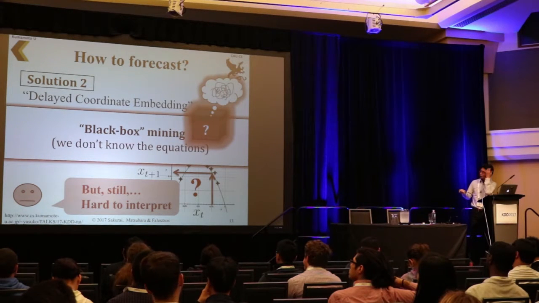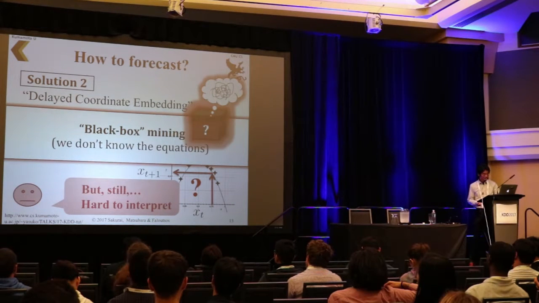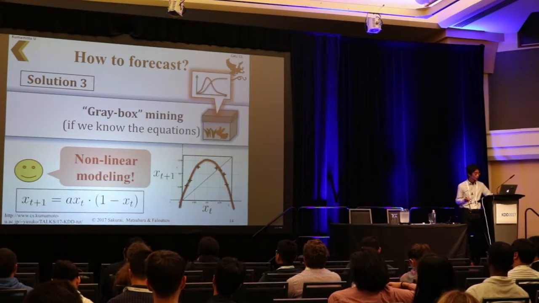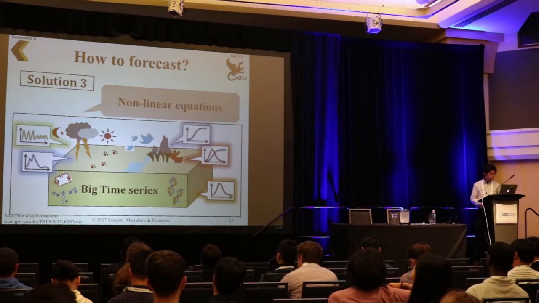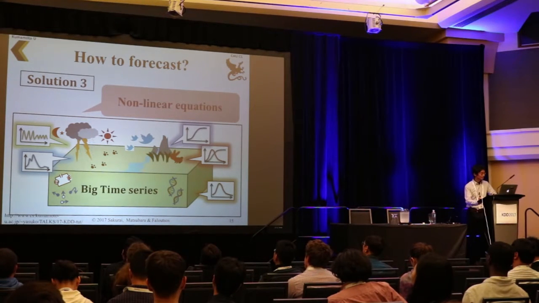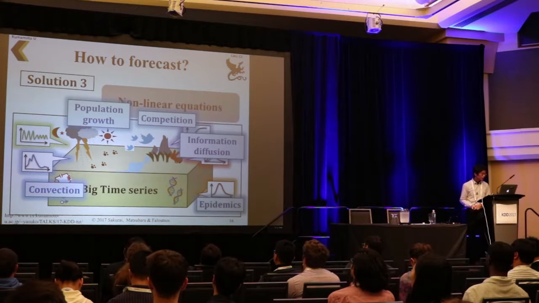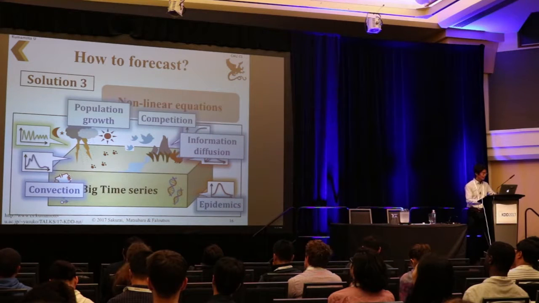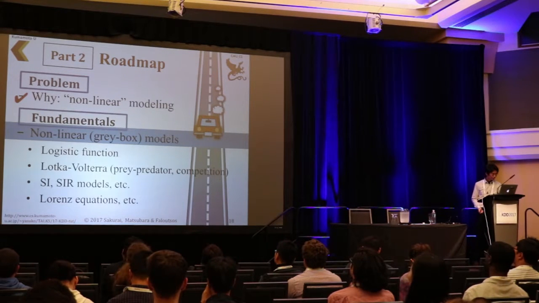In this case, we call it black box mining, because we don't know the equations. But if we know the equations, we can use them for forecasting and modeling. So we call it gray box mining. There are many nonlinear equations for natural and social phenomena, for example population growth, competition, information diffusion in social networks, and also epidemics and convection. Let me introduce them.